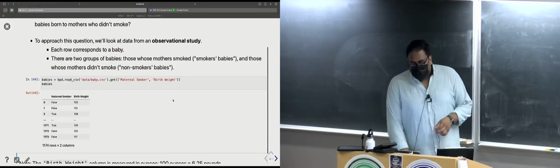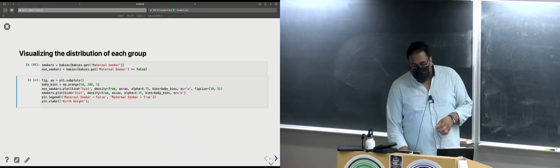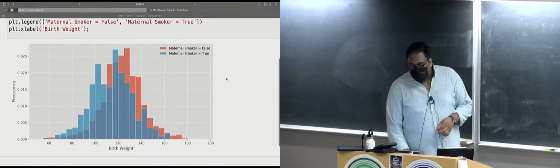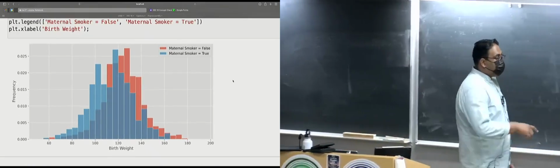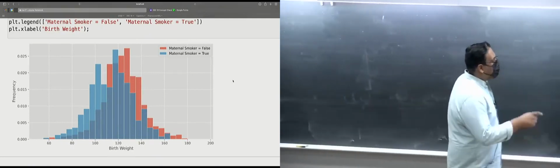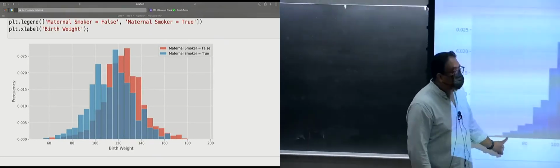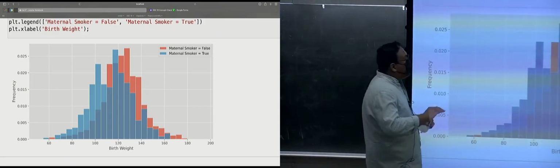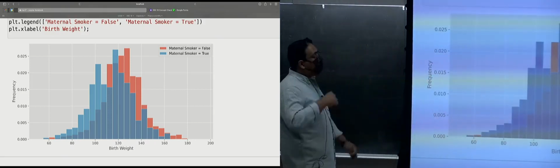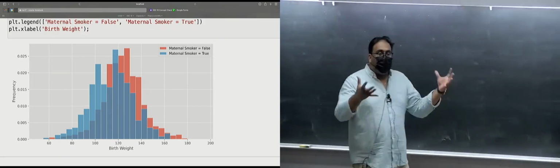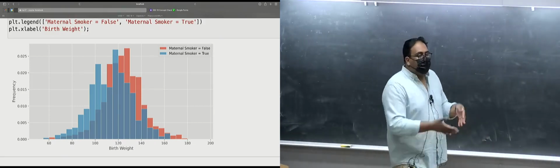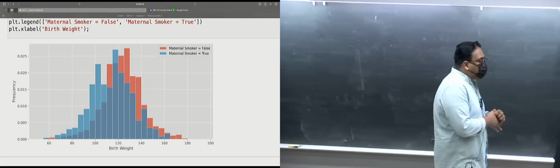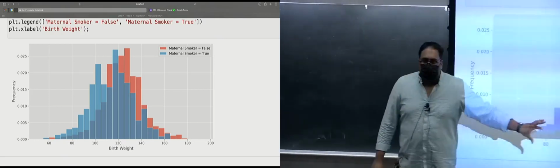Okay, and so, the question we're asking is, are these two distributions different? To be clear, the two distributions we're looking at are, in blue, the distribution of birth weights of smoking babies, and in red, the distribution of birth weights of non-smoking babies. Again, all we have access to are two samples. And these are the distributions of those two samples. What do you notice?